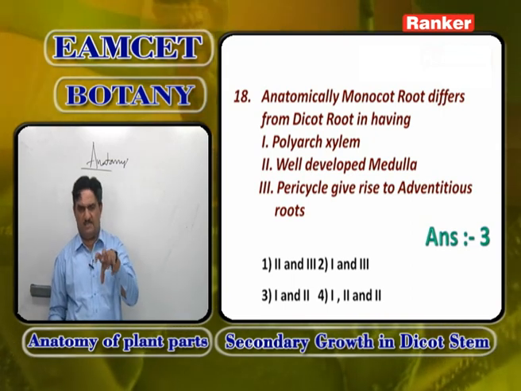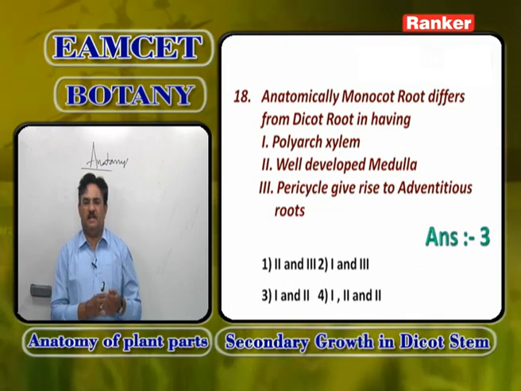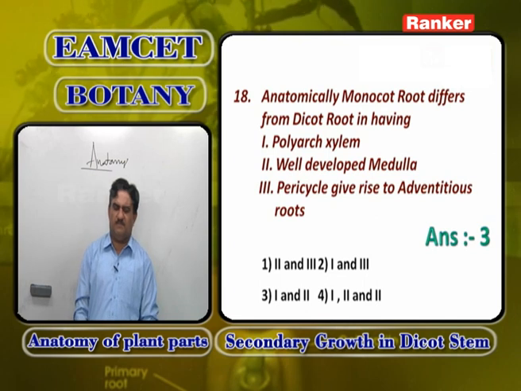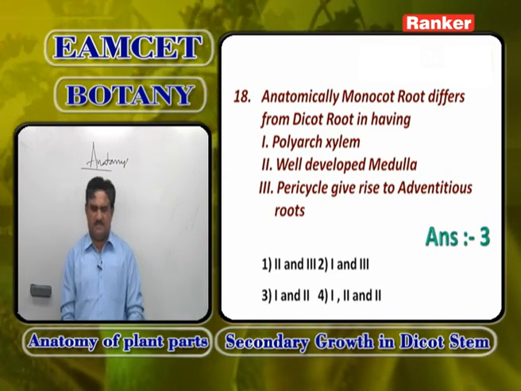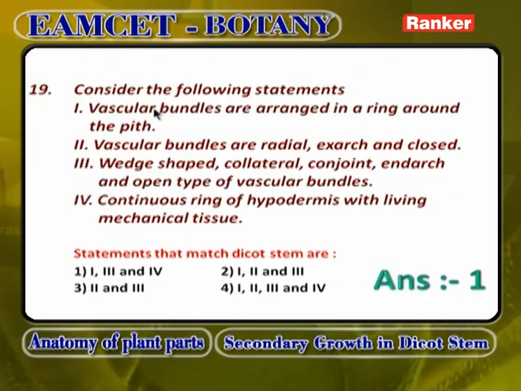In a monocot root at the center a permanent prominent parenchymatous medulla is present. Whereas in a dicot root that medulla is very much reduced or crushed due to the extensive growth of metaxylem vessels. So, answer for this is 1 and 2. Polyarch xylem and well developed medulla are found in monocot root.